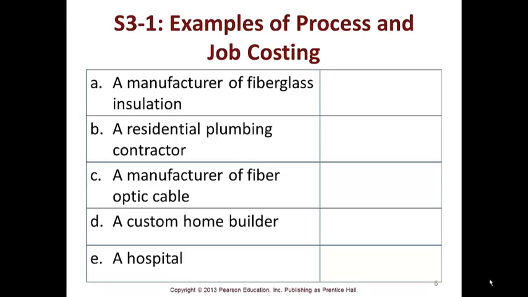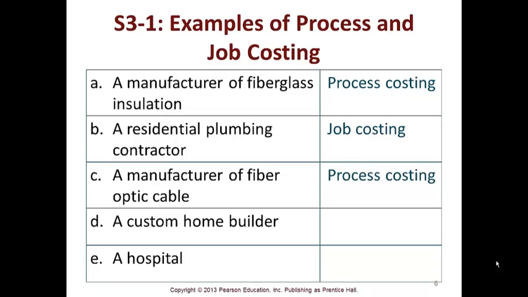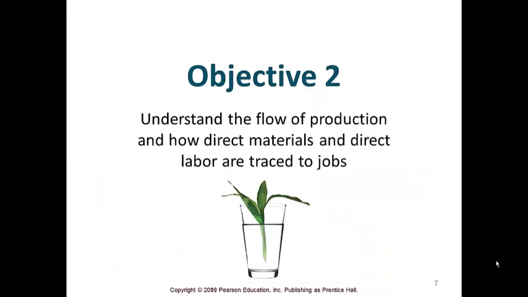So let's do the first example in your book. If you look at S3-1, it asks you to define if it's process or job costing for these different examples. So a manufacturer of fiberglass insulation seems like a big thing, like a lot of mass production, so it's process costing. A residential plumbing contractor would be job costing. A manufacturer of fiber optical cable would be process costing. Custom home builder, job, and a hospital would be job. So this gives you a little example of what we're talking about.